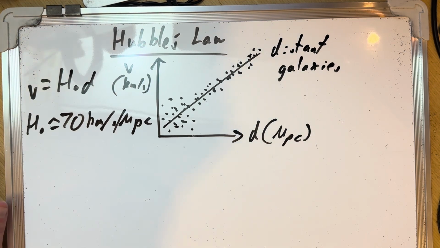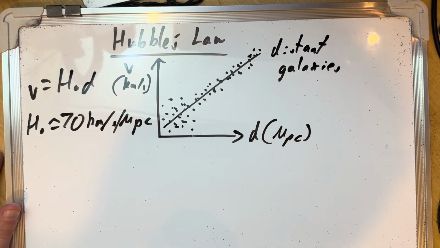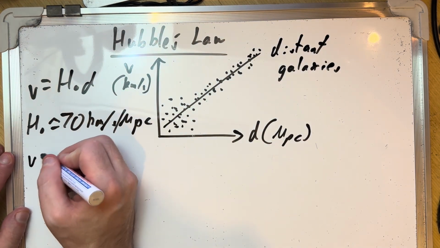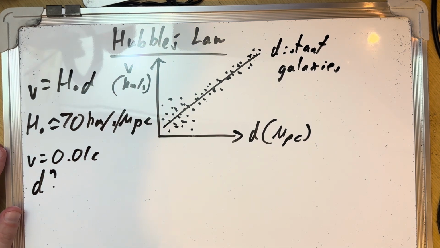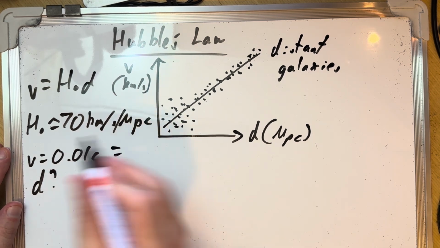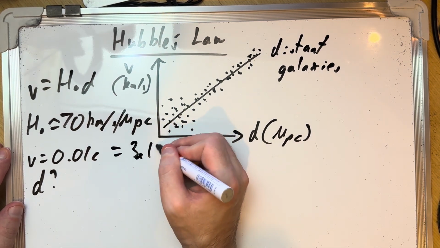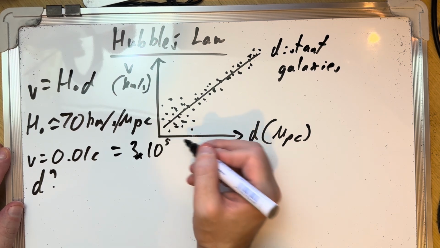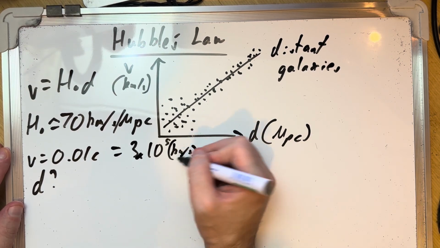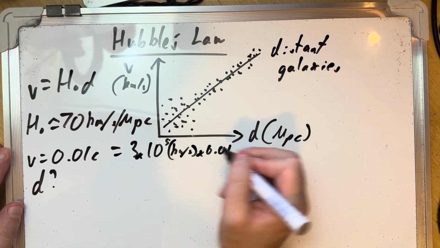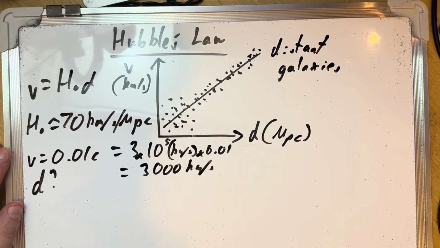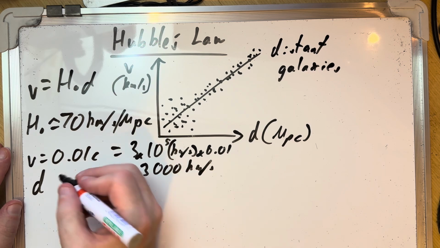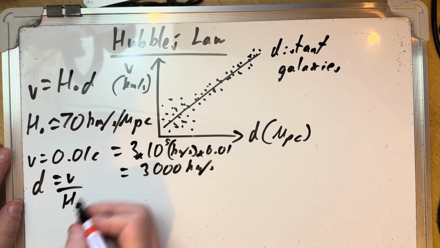Let's do a quick example. Suppose we found that something was moving at, let's say, 1% of the speed of light. How far away is it? Well, let's use this. Got to be careful with the units. So 0.01c, I want that in kilometers per second. So that's 3 times 10 to the 5, because that's kilometers per second, times 0.01. So 3,000 kilometers per second. So the distance is V over H naught.